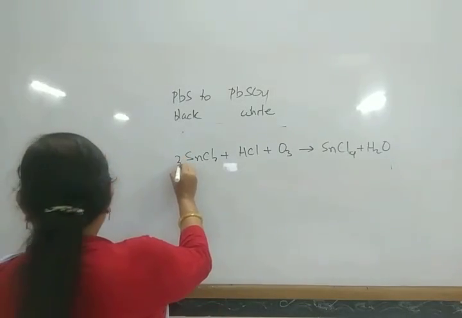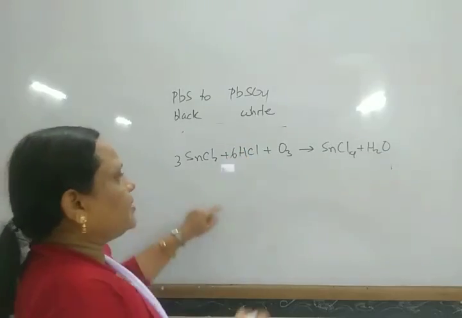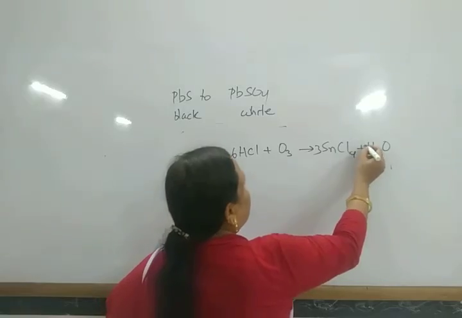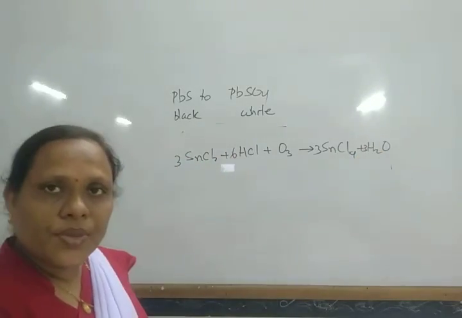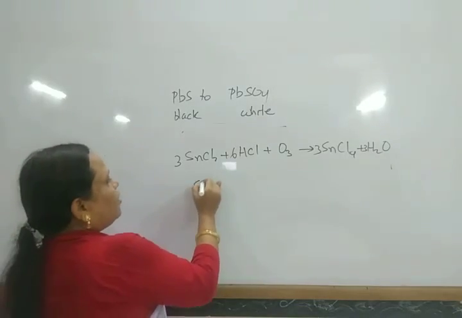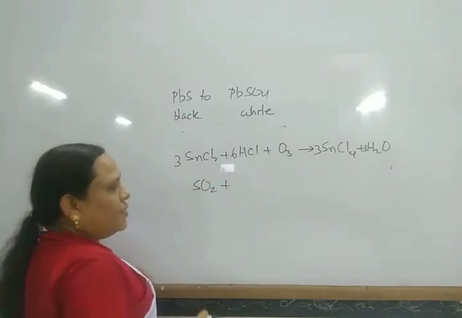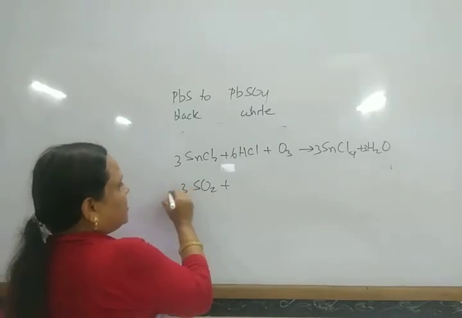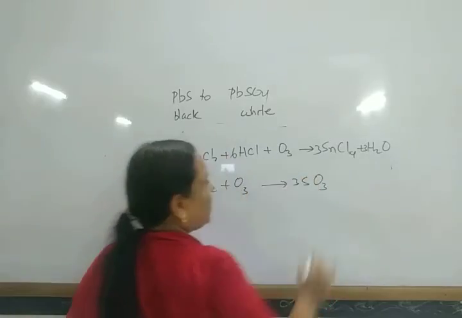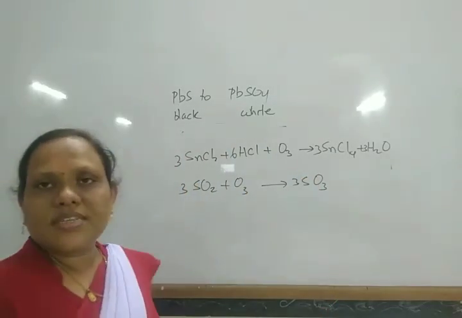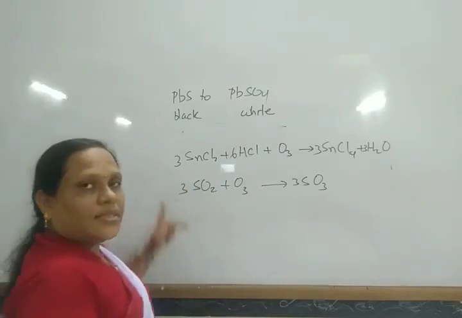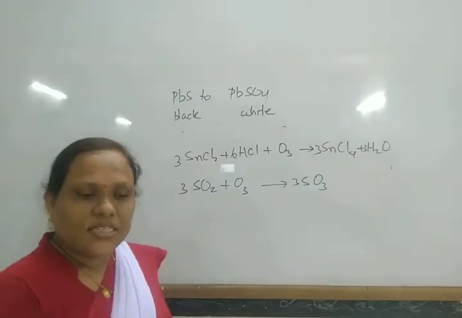So in this way, 3SnCl2 ... 3SnCl4 give rise to 3H2O. Okay. Next, it also oxidizes sulfur dioxide to sulfur trioxide. Here also no oxygen gas is produced. Okay, so in these two cases, no oxygen gas is produced.